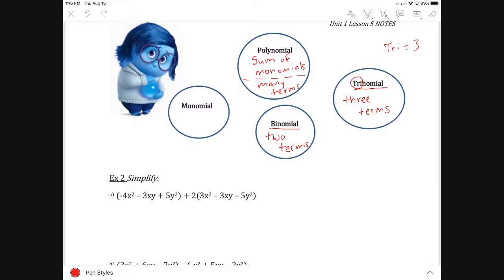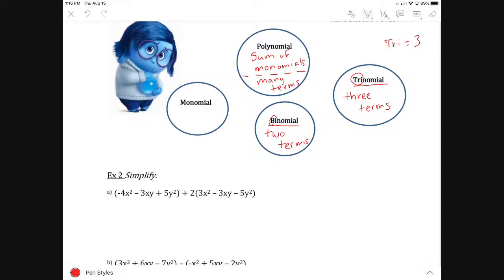Our next one is monomial. Mono means 1. We kind of talked about this in the beginning of the notes. So that means we're going to have 1 term. So we've got trinomial is 3, like a tricycle, binomial is 2, like a bicycle, 2 wheels, and monomial is 1. So mono is 1.